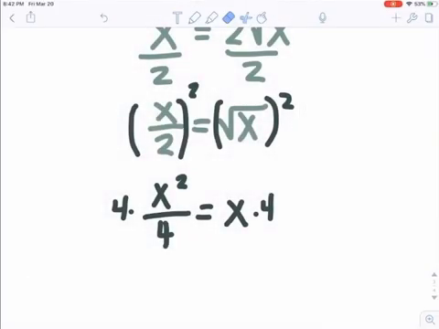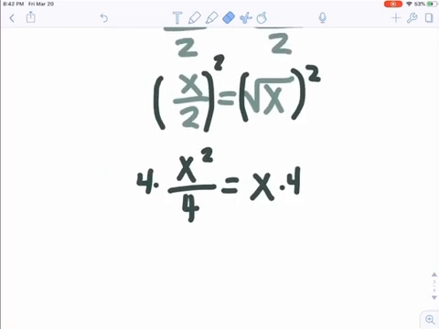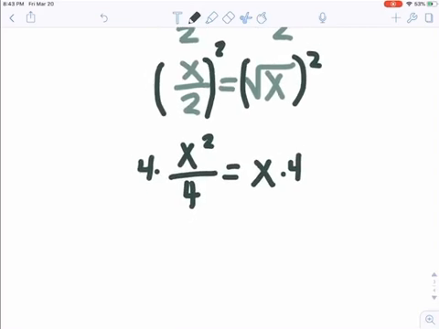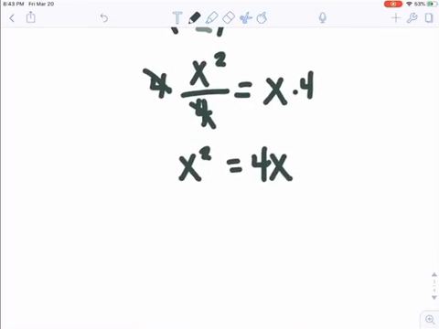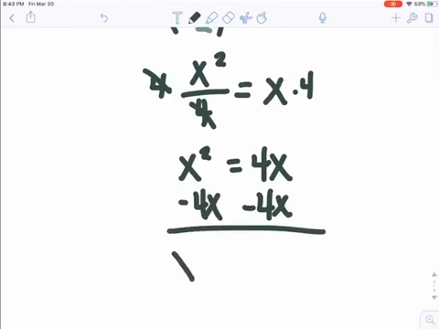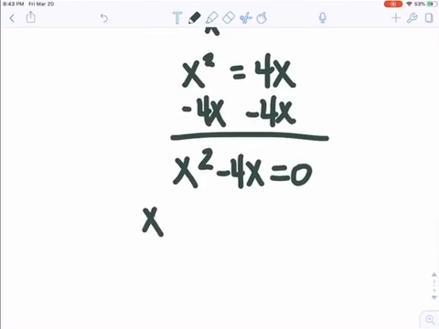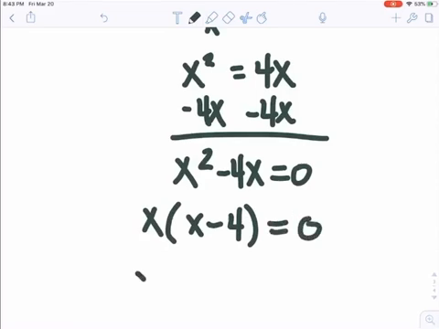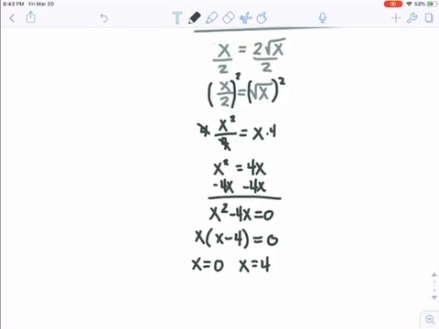Okay, in the last video, my bad, I realized I made one tiny little mistake. When I multiplied both sides by 4, I made that 4x squared. So obviously these 4's cancel out, and I get x squared equals 4x. Okay, then I'm going to subtract both sides by 4x. Again, solve by factoring because I have an x squared left. We got our GCF, so factor out that x. So I get x minus 4 equals 0. So x equals 0 and x equals 4.